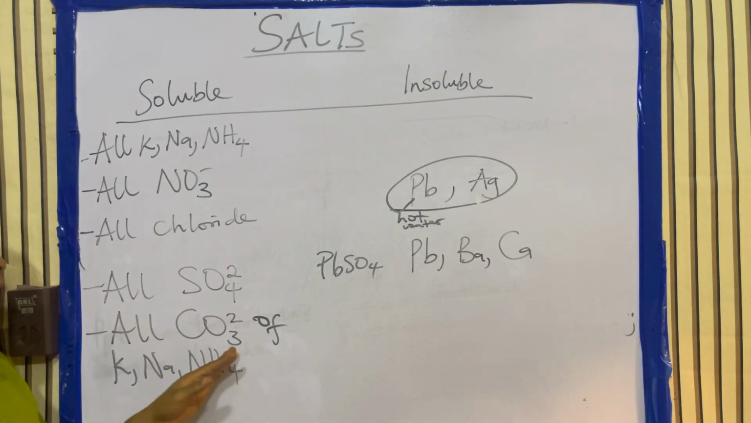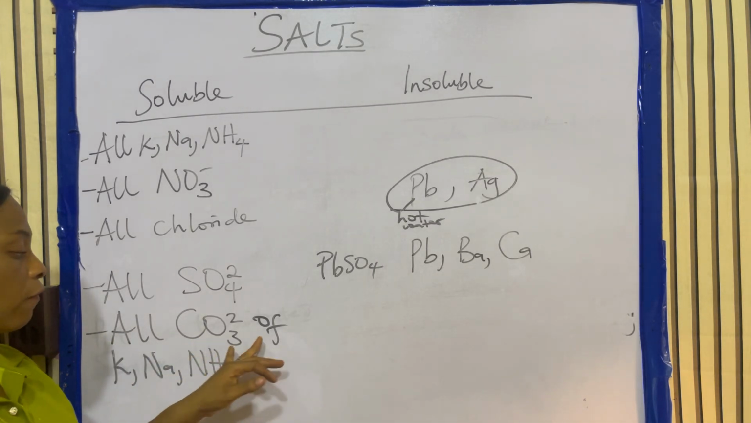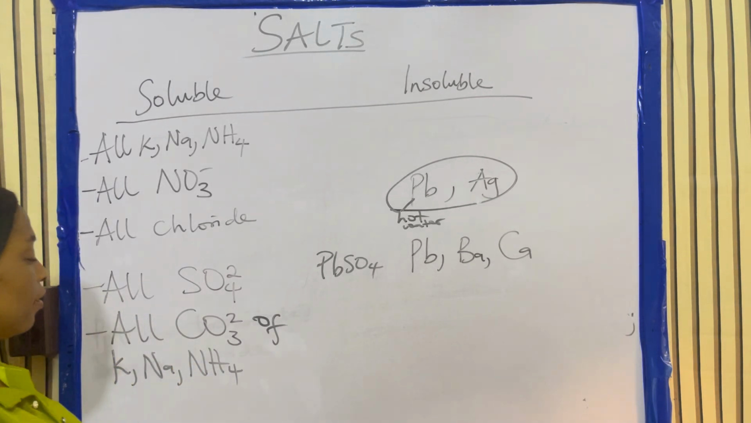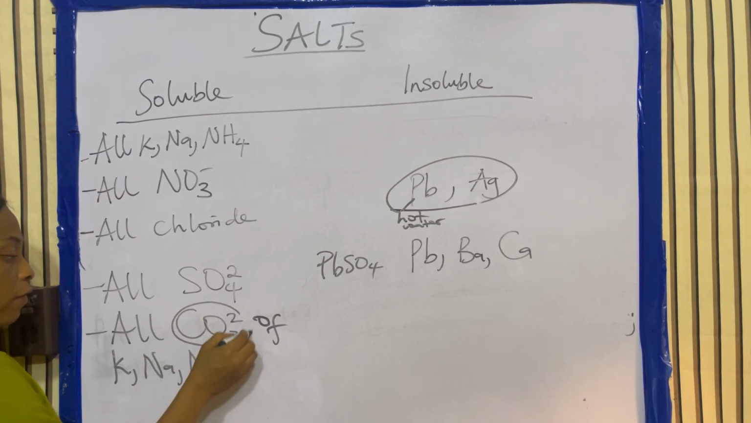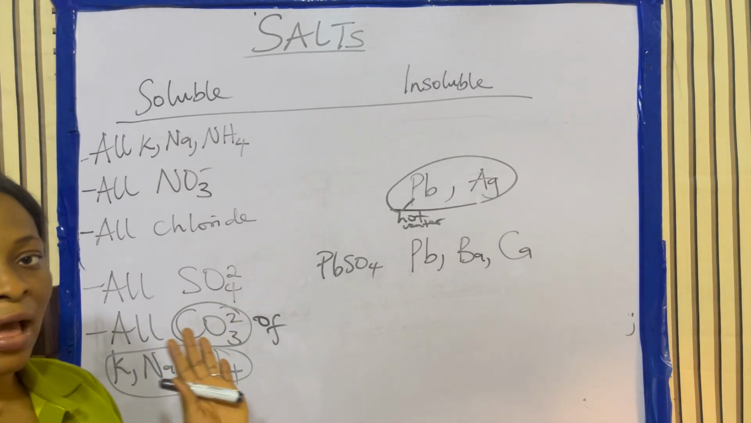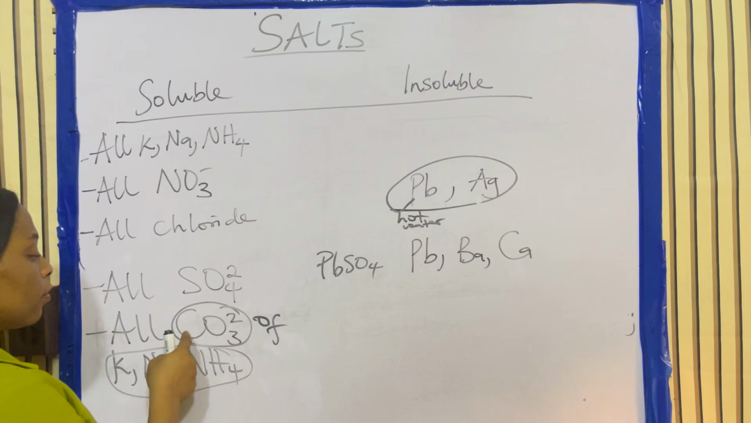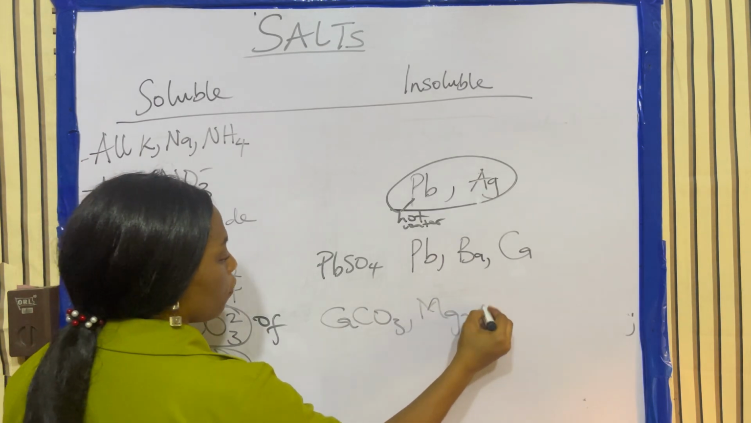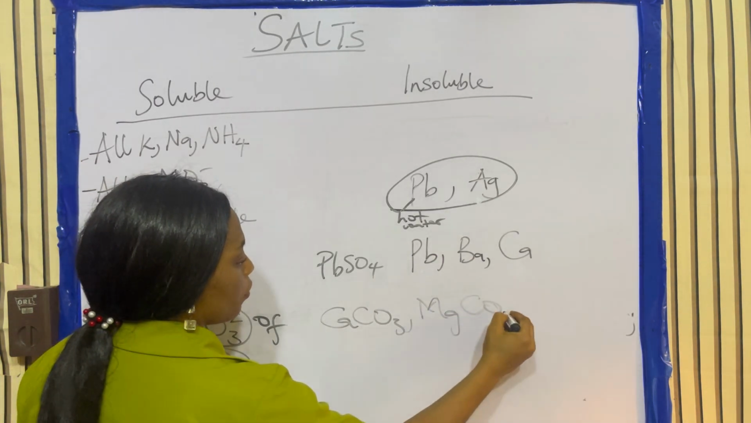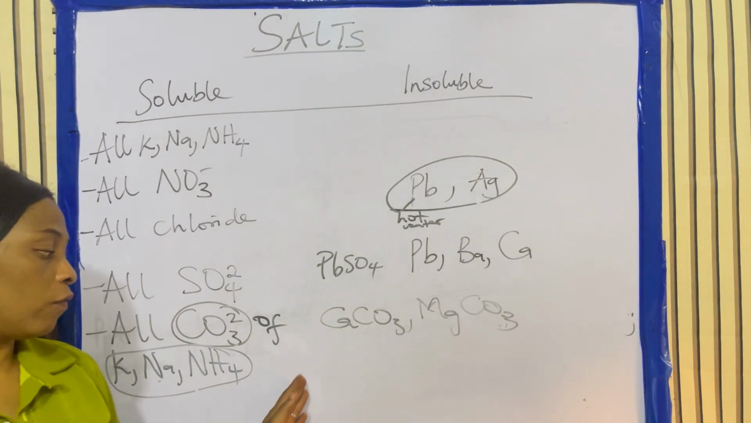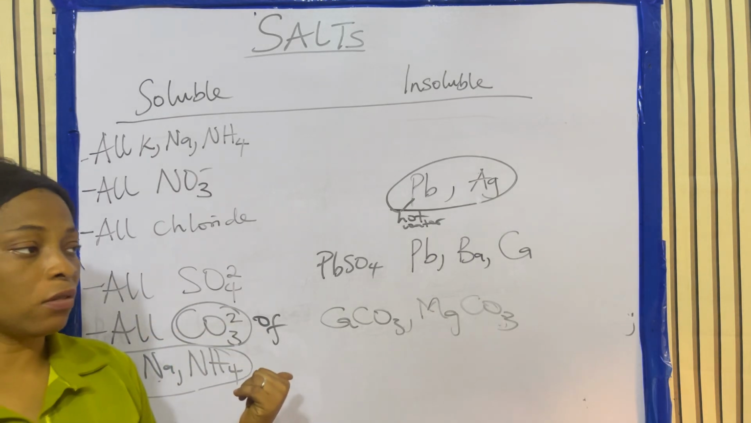Then all trioxocarbonate 4 of sodium, potassium, and ammonia are soluble. The only soluble salts of trioxocarbonate 4 are these: sodium, potassium, and ammonia. Every other salt that contains trioxocarbonate 4, like calcium trioxocarbonate 4 and magnesium trioxocarbonate 4, with the exception of these ones, is insoluble. Please take note of this because JAMB has a way of asking questions on this topic.